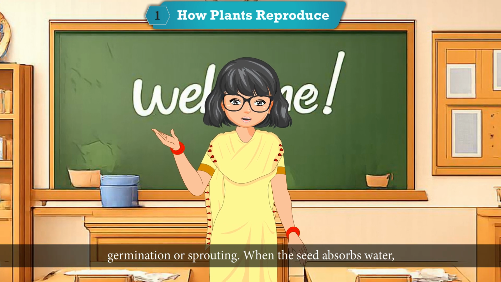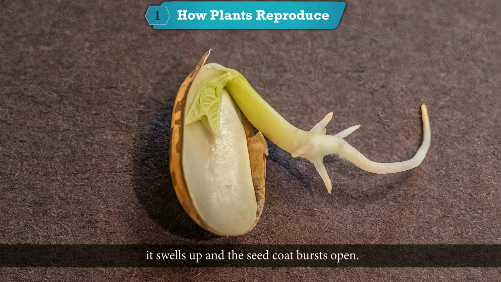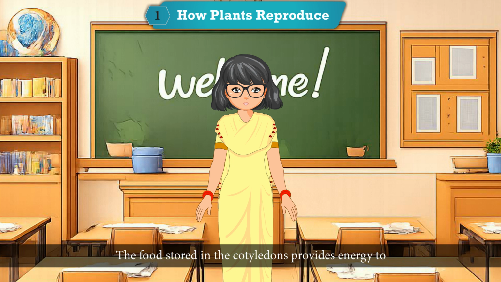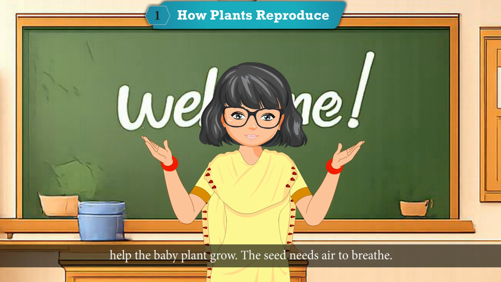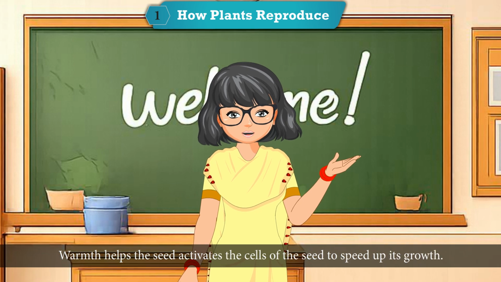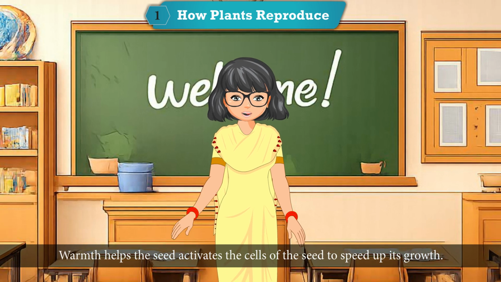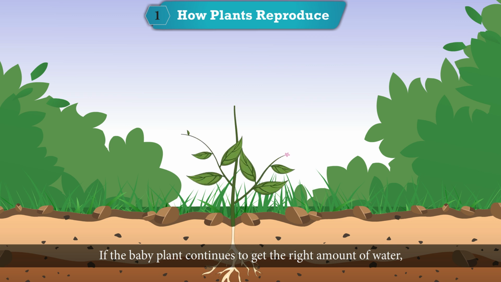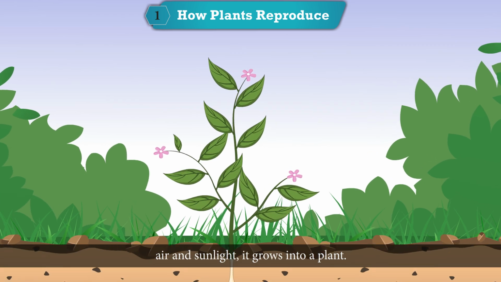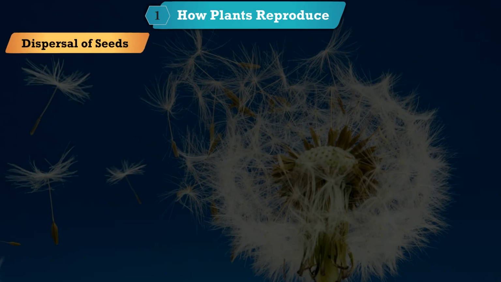When the seed absorbs water, it swells up and the seed coat bursts open. The food stored in the cotyledons provides energy too. The seed needs air to breathe. Warmth activates the cells of the seed to speed up its growth. If the baby plant continues to get the right amount of water, air, and sunlight, it grows into a plant.